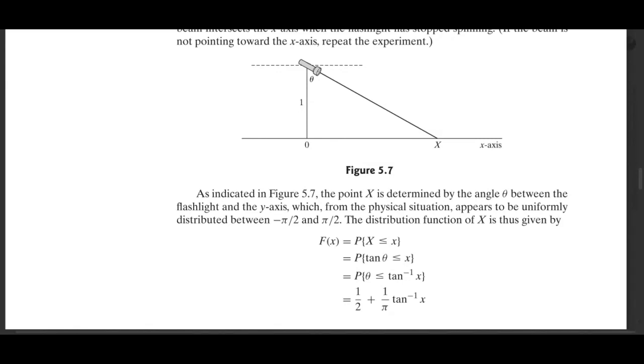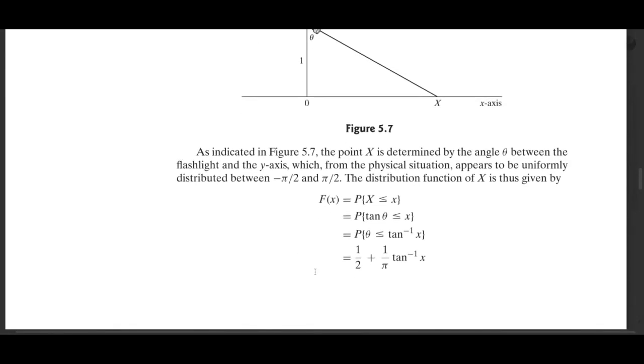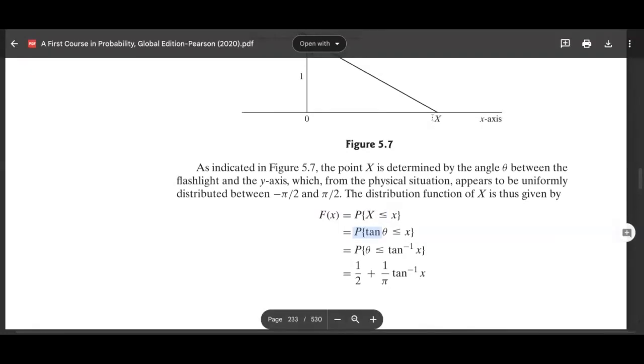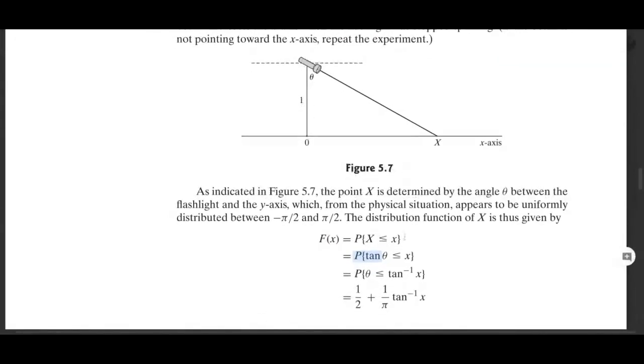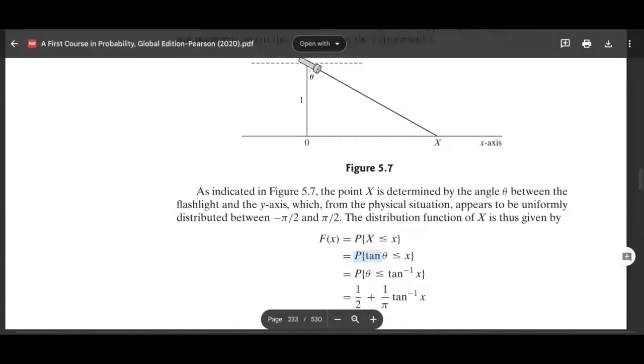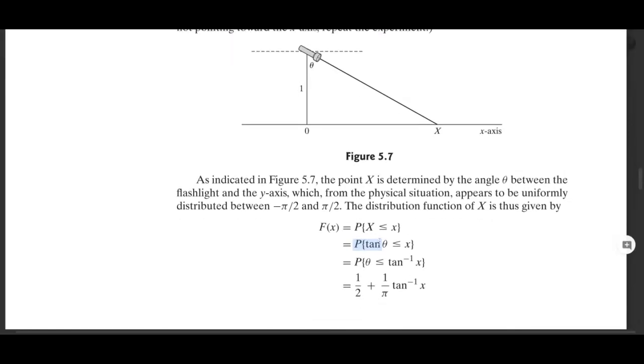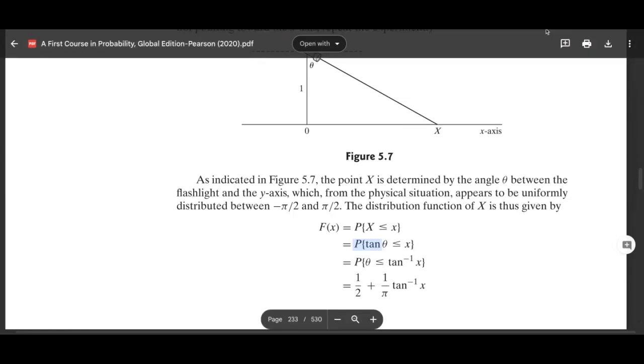The distribution function of x is thus given by the cumulative probability of tangent theta less than or equal to x, since x depends on theta. Tangent theta equals opposite over adjacent equals x over 1, basically it's x. Then that means the same thing as theta being less than or equal to arctangent of x.